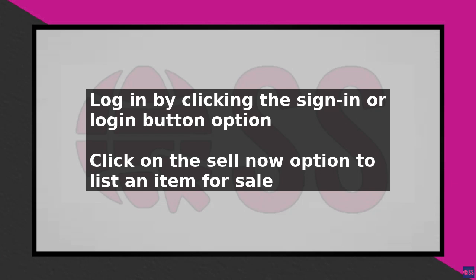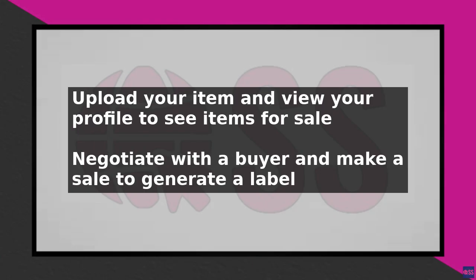Once logged in, click on the Sell Now option to list an item for sale. After uploading your item, you can view your profile, which will display items you have for sale. If you negotiate with a buyer and make a sale, you'll need to ship the item.